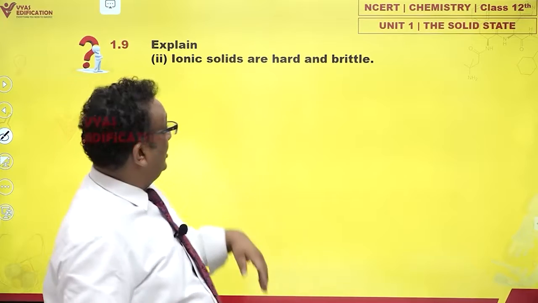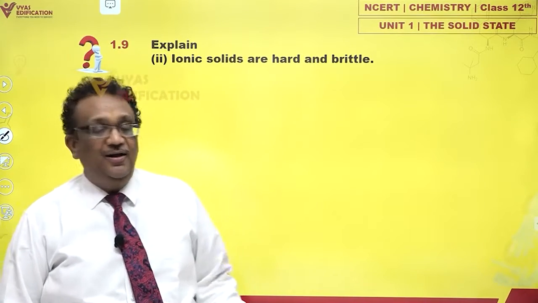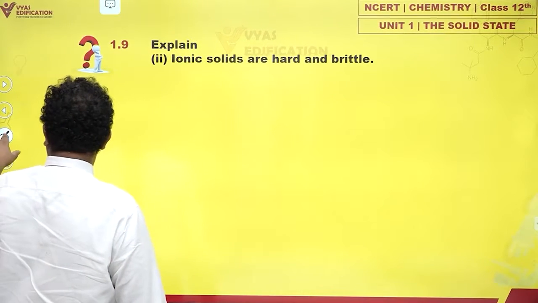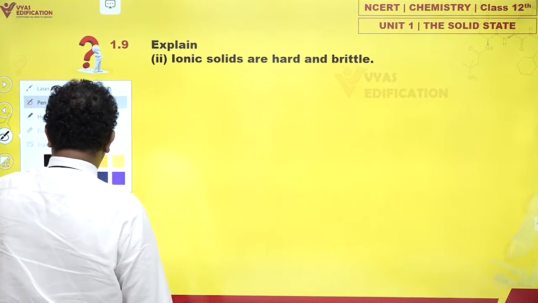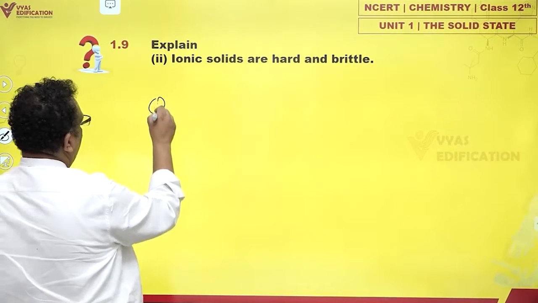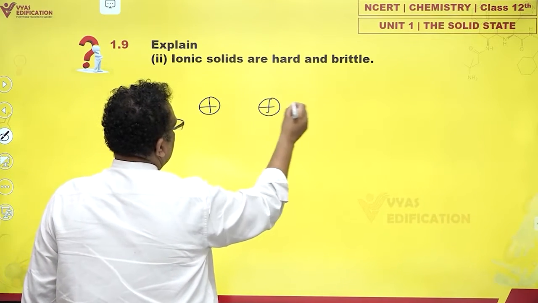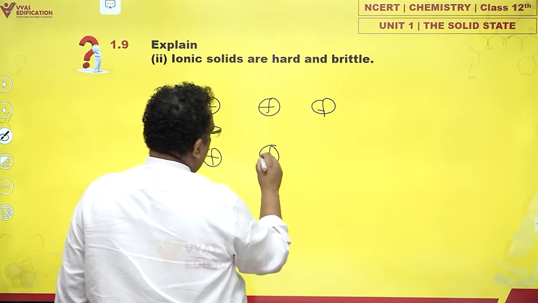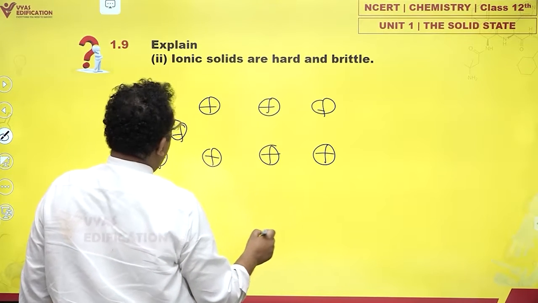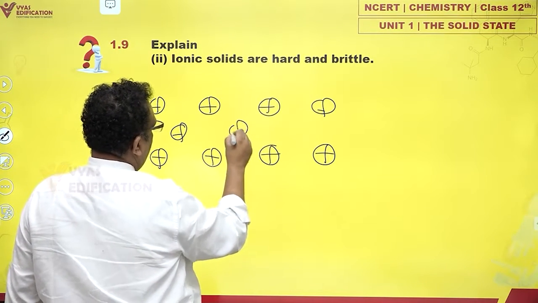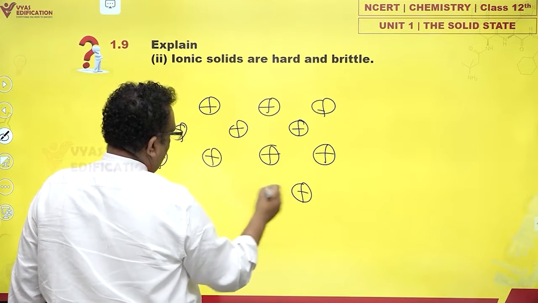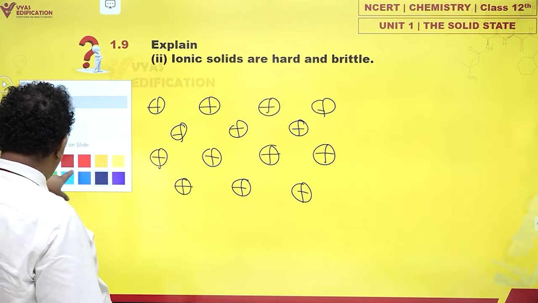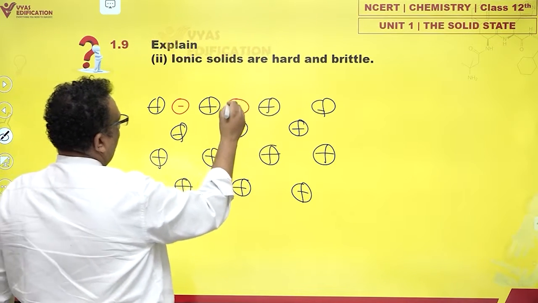Explain that ionic solids are hard and brittle. Why should they be hard and why should they be brittle? That's a very beautiful and a very simple explanation. Let me draw a solid for you. Well, we have cations, cations, cations, cations. Is this an ionic solid? Well, there are anions also. Let me draw them for you. You have anions, you have anions.